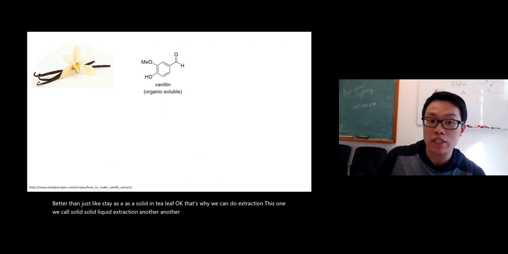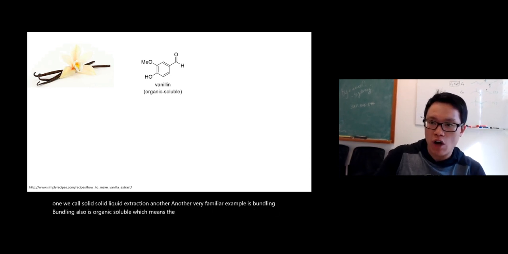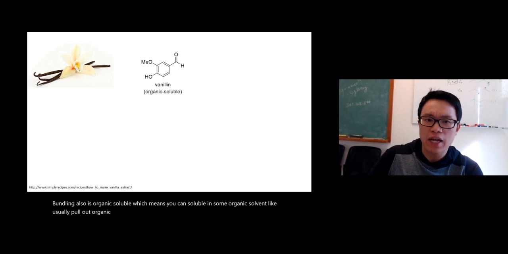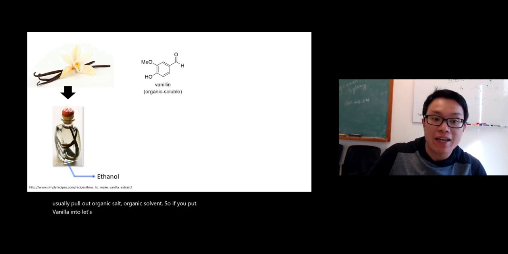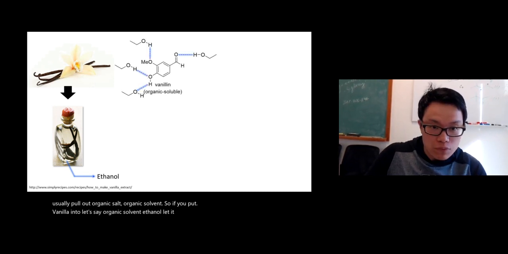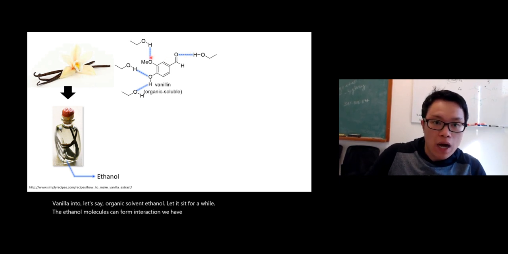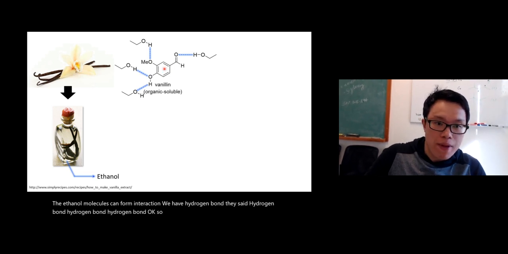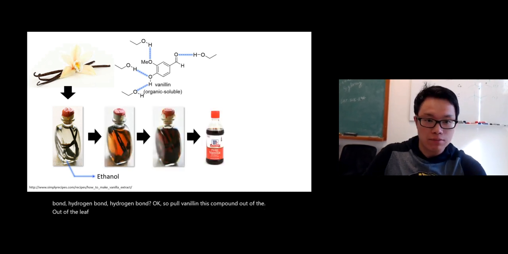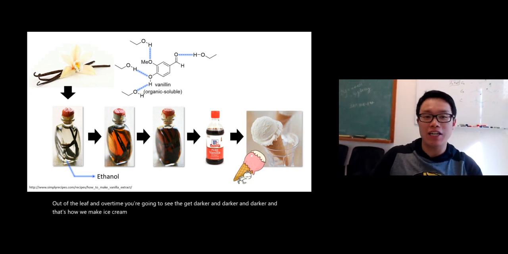Another very familiar example is vanillin. Vanillin is also organic soluble, which means it can dissolve in some organic solvent, usually a polar organic solvent. So if you put vanilla into an organic solvent like ethanol and let it sit for a while, the ethanol molecules can form interactions, hydrogen bonds. This pulls the vanillin compound out of the leaf, and over time you're going to see it get darker and darker, and that's how we make ice cream. Yay! So that's a solid-liquid extraction.